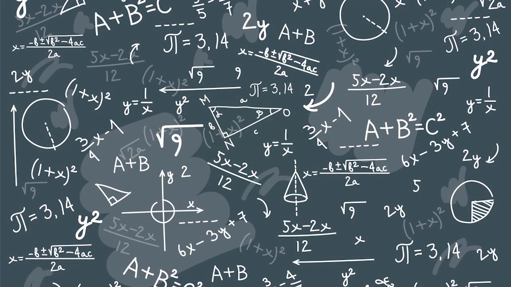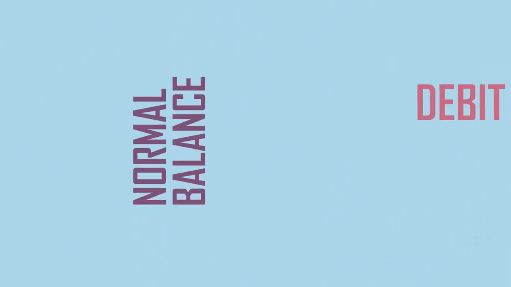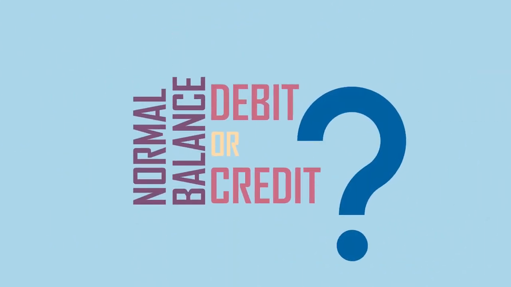Alright, so what are we trying to accomplish here? The only thing we need to do is identify the normal balance, whether it's going to be debit or credit, for each of the following accounts.